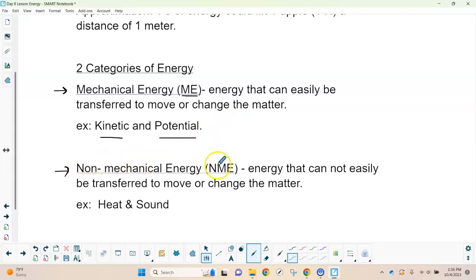The other type of energy, non-mechanical energy or NME, is energy that cannot easily be transferred to move or change matter. Heat, sound, light, those are forms of energy that fall into that category. Mostly in this class we focus on heat and sound. So it's sort of like the wasted energy. The mechanical energy is the energy that does stuff, that causes the change, causes the motion. And then non-mechanical energy is sort of, I don't want to say lost because it's not really lost, but it's the energy that's not really useful. It's kind of wasted.